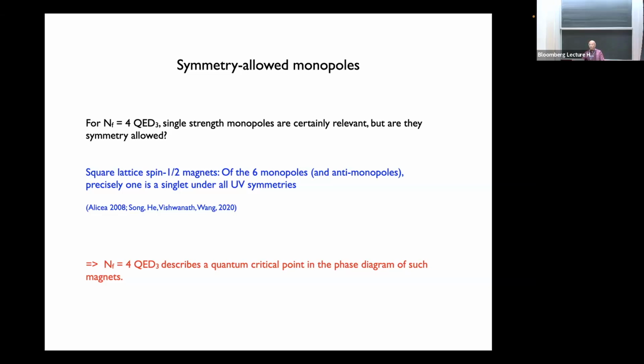How do you know that this is how you should map the symmetry? Oh, it was worked out through this parton construction in these papers. I'm not explaining the details, but the parton construction gives a recipe because there's a mapping. So even though energetically it's uncontrolled, it enables us to answer these sorts of kinematic questions in a clean way. Okay. So this means, since I only have to tune one coupling constant, that N_f equals 4 QED3 describes a quantum critical point in the phase diagram of such magnets.